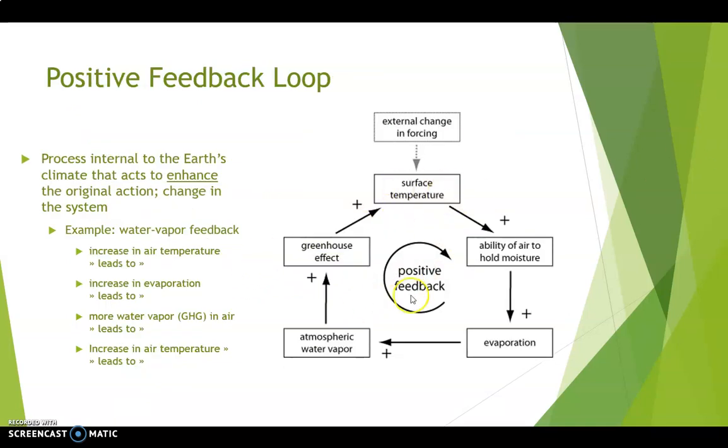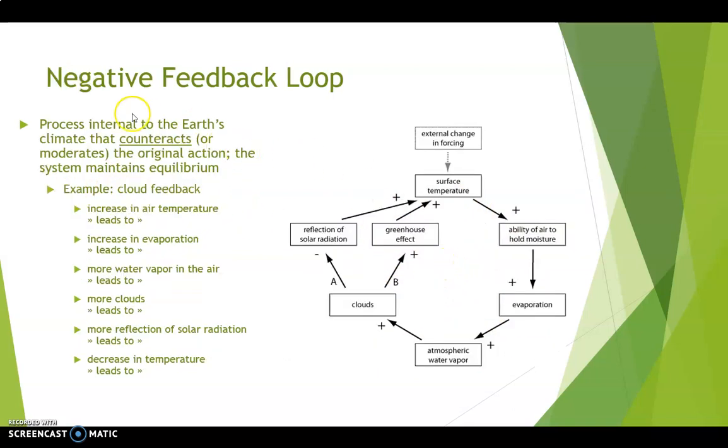So if we look at something like a positive feedback loop, which does what? It enhances the change. So if we look at an external forcing, say surface temperature, which affects the ability of air to hold moisture, here's the deal. The warmer an air mass, the more capability it has of holding water vapor, okay? That would increase evaporation, atmospheric water vapor, the greenhouse gas effect, and so forth. So this positive feedback loop keeps feeding again and changing the system, getting warmer and warmer.